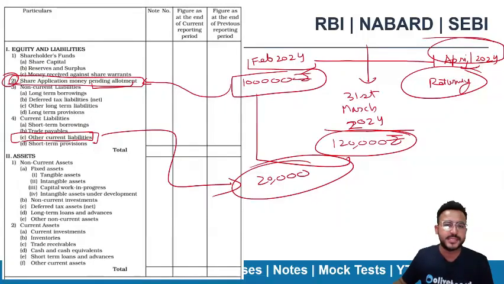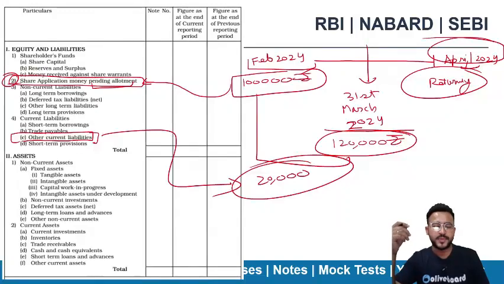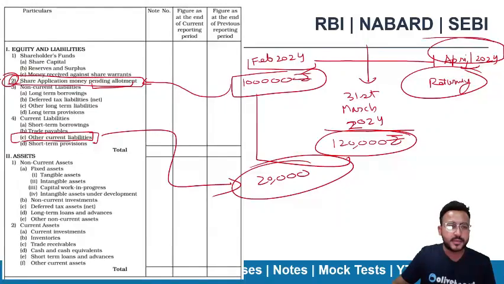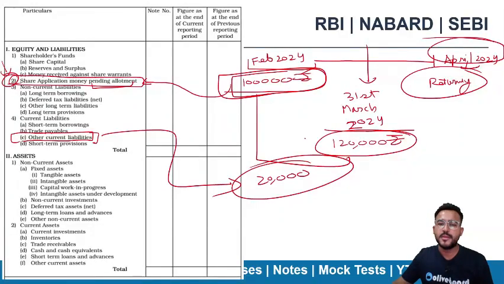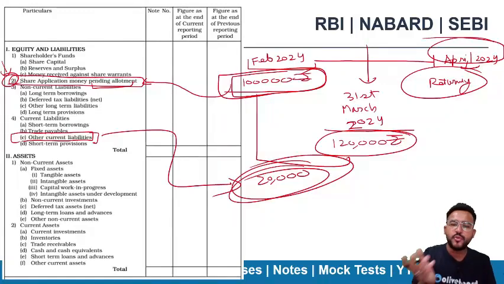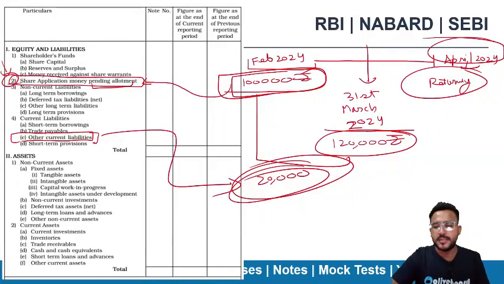So what I did is I issued 1 lakh rupees, but the application came for 1,20,000 rupees. Now that's a problem. So 1 lakh I can show in this particular heading, share application money pending allotment. There is a particular heading for it. But what about this excess 20,000? This is a liability for me. So I need to clearly state it in the other current liability, right?